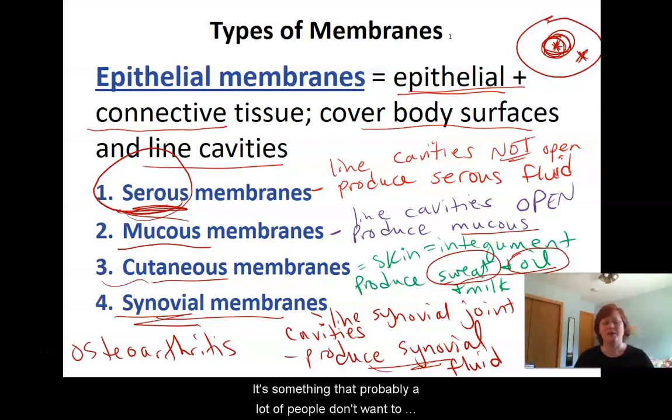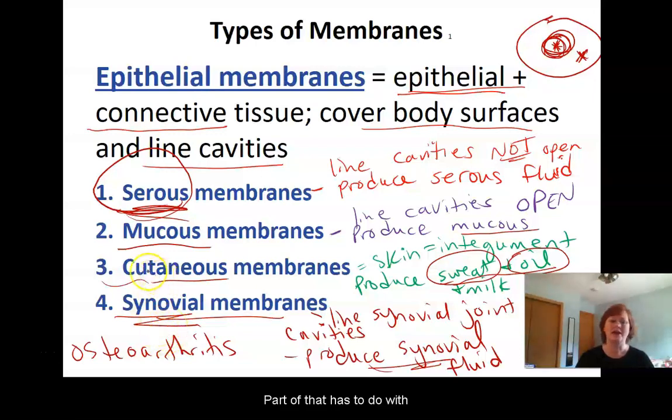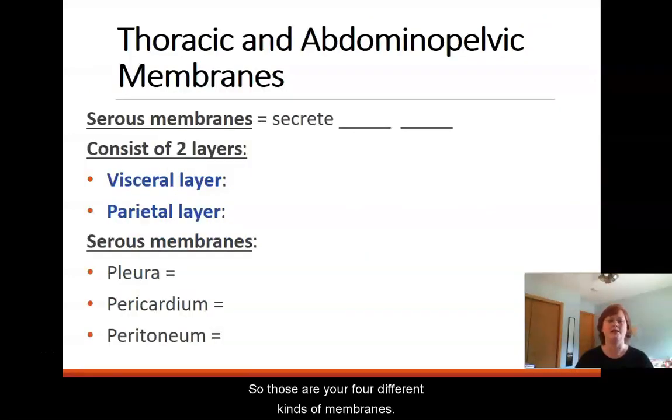It's something that probably a lot of people don't want to think about, but if Grandma retired to the Villages in Florida, I think, near Orlando, which is one of the largest retirement communities down there, they have a higher incidence of STDs than in the general population. And part of that has to do with decreased mucus function or production. So those are your 4 different kinds of membranes.